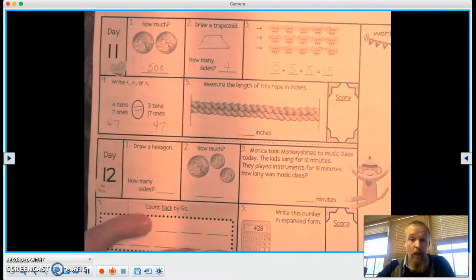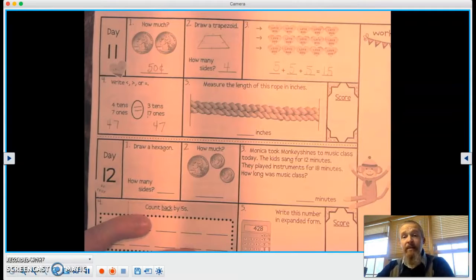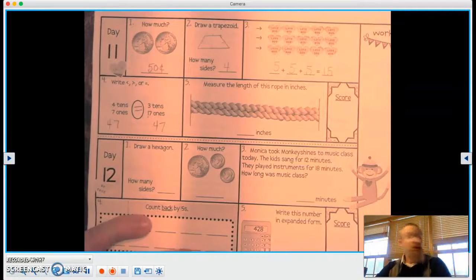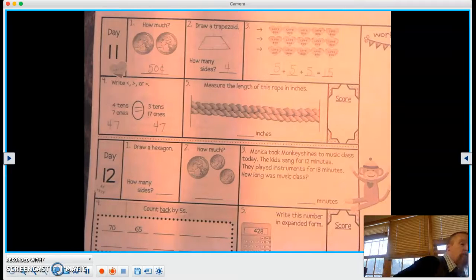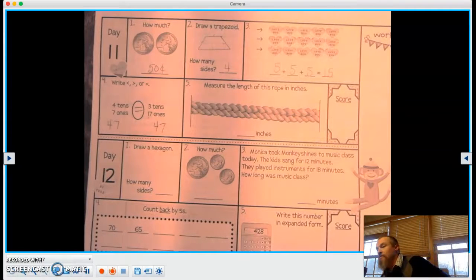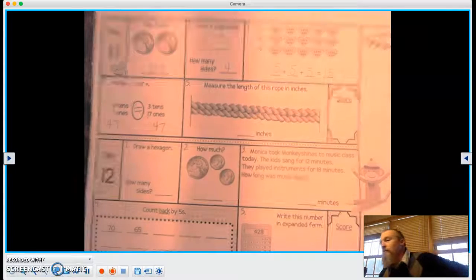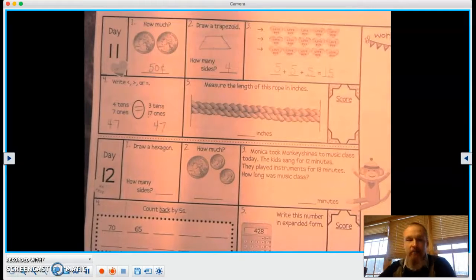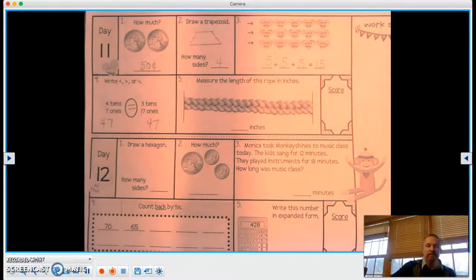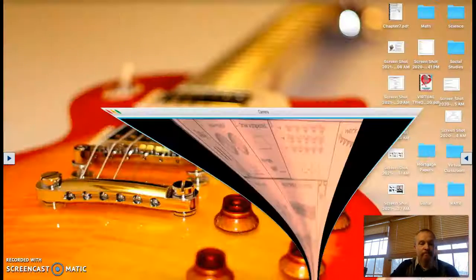Way to go. Measure the length of this rope in inches. Oh! Rats. I'll have to see if I can find my ruler here. I'm going to skip that one. Oh, I can't skip it. It's the last one. Hold on.